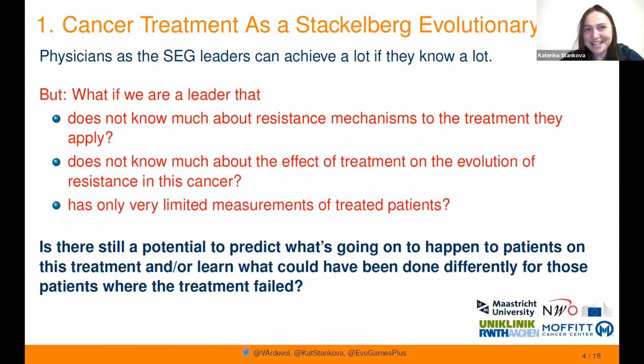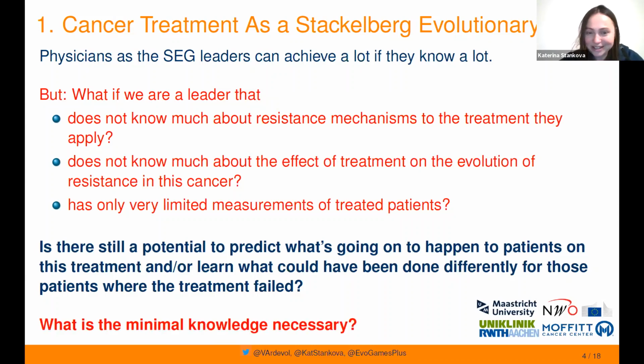So is there somehow a way to still use these advantages where we know so little? Is there still a potential to predict what is going to happen to patients on this treatment, and learn what could have been done differently for those patients in case the treatment fails, so-called after action reports? In other words, what is the minimal knowledge necessary in order to actually utilize our advantages in this game?